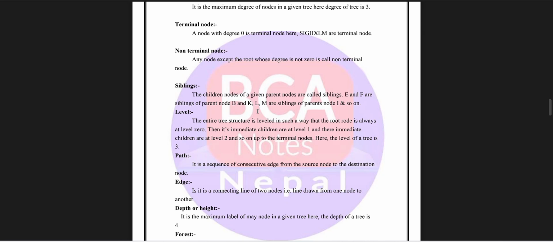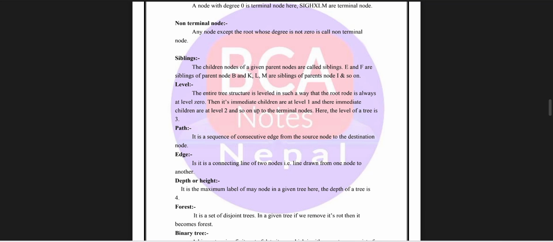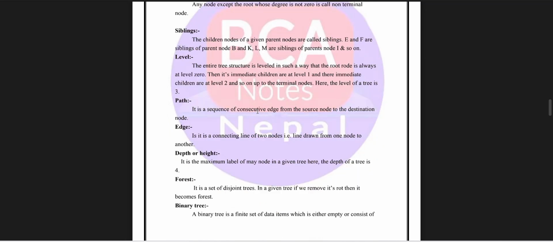Path: it is the sequence of consecutive edges. An edge is the connecting line of two nodes. Depth: it is the maximum level of any node in a given tree. Here the depth of the tree is 4.